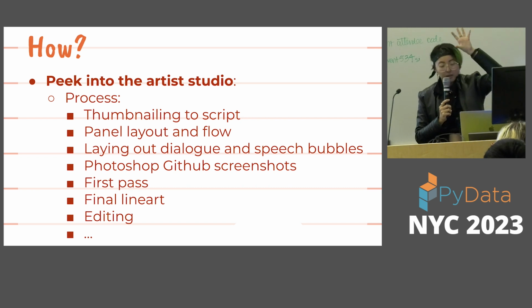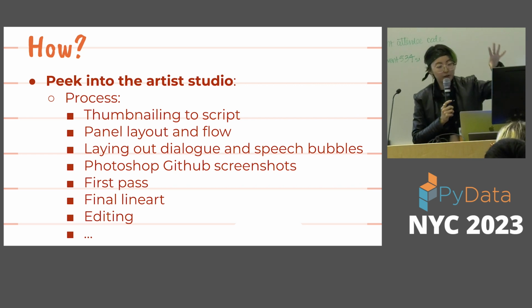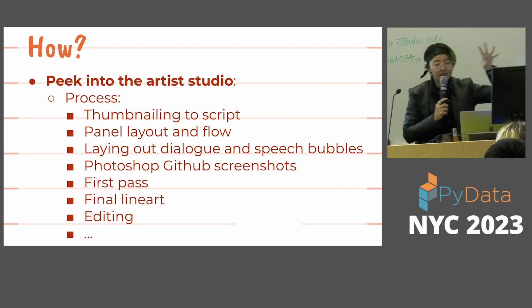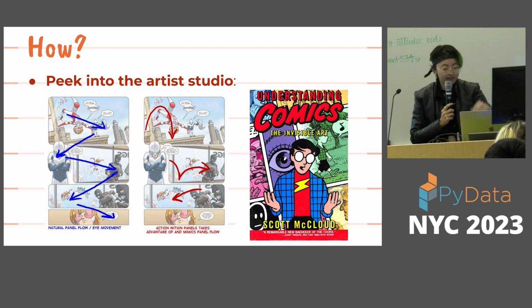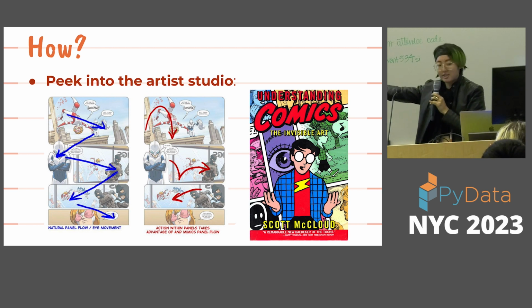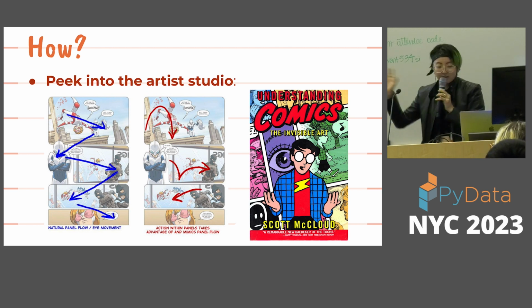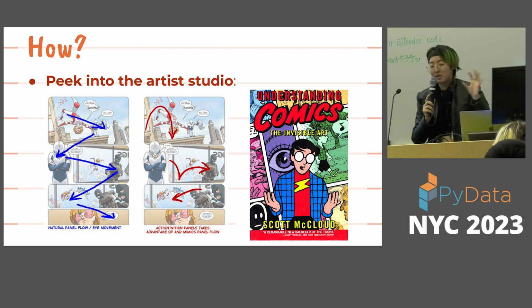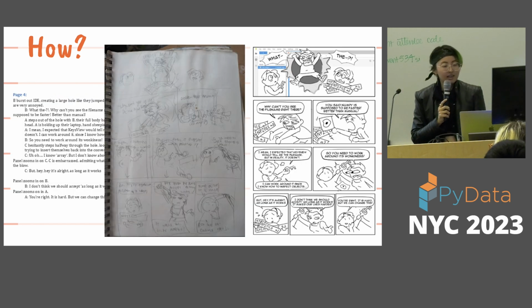So in a page-by-page process, this involves thumbnailing to the script, panel layout and flow, laying out dialogue and speech bubbles, Photoshopping, GitHub screenshots, first pass, final pass, editing. The specifics of that, you probably learn more from Scott McCloud, Understanding Comics. It's such an important seminal work. I'm just kind of showing you the highlights on my side.